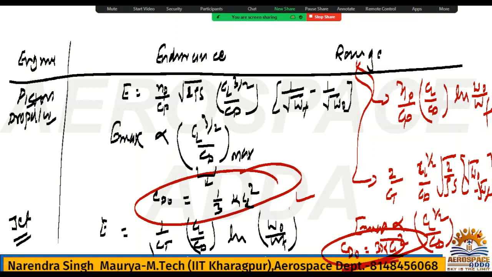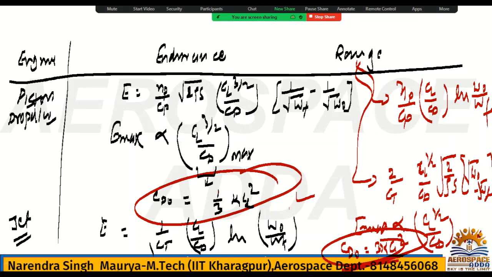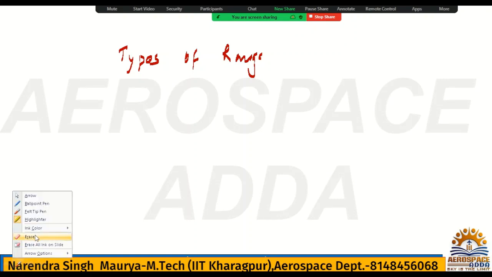Yes or no? So now you know the types of range. I would suggest you learn the types of range. This is the theory part, but sometimes they ask theory as well, so you should know the types of range. Give a very small heading, types of range. I will explain by the diagrams. It will be easy for you.